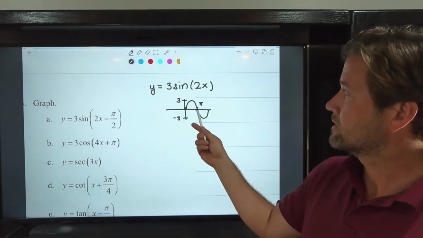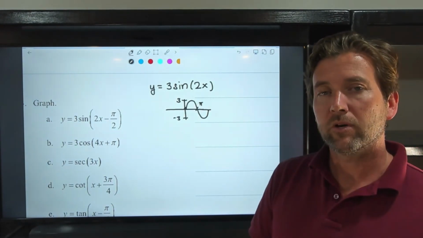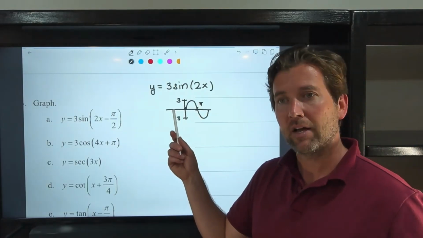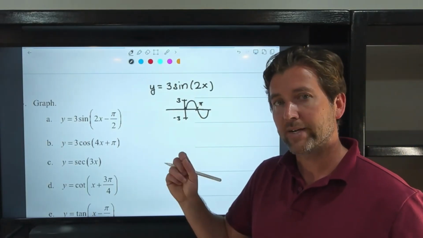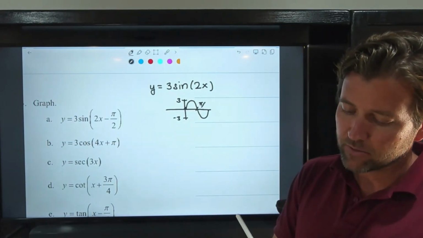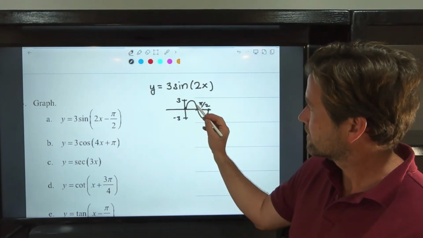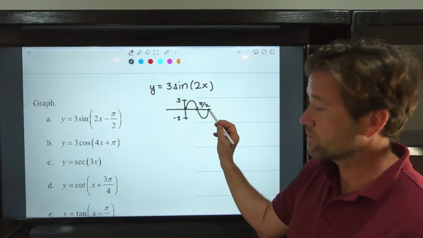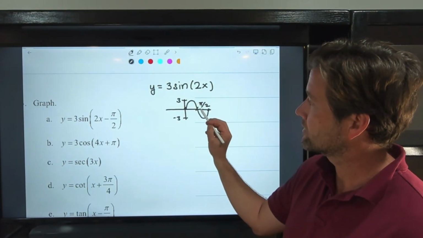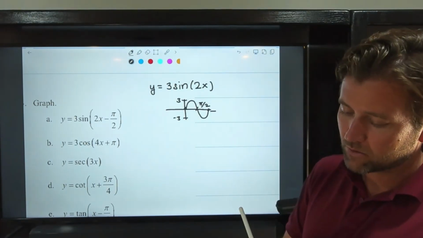Normally, this is pi. The sine of pi is 0. But this is a horizontal compression. You're going to take the parent function sine of x and you're going to divide all the points by 2. Not multiply by 2, but divide by 2. So this is going to become pi over 2 here. This x-intercept is normally 2 pi. This one's pi. This one's 2 pi. So we're going to divide by 2, so that becomes pi.